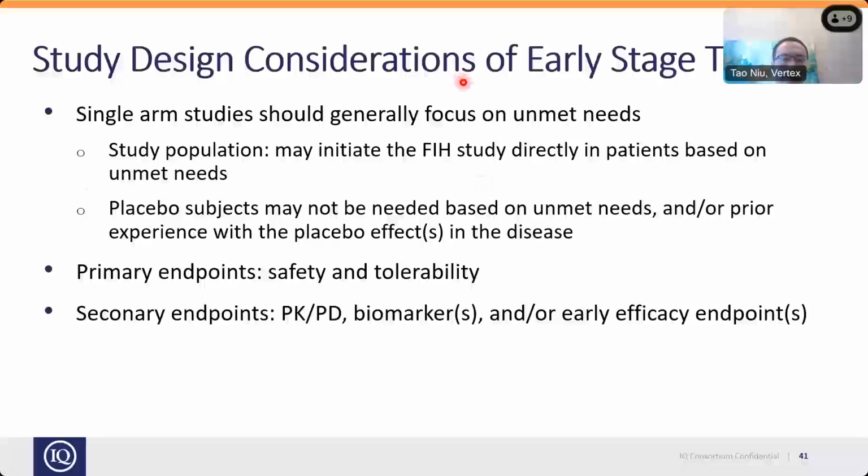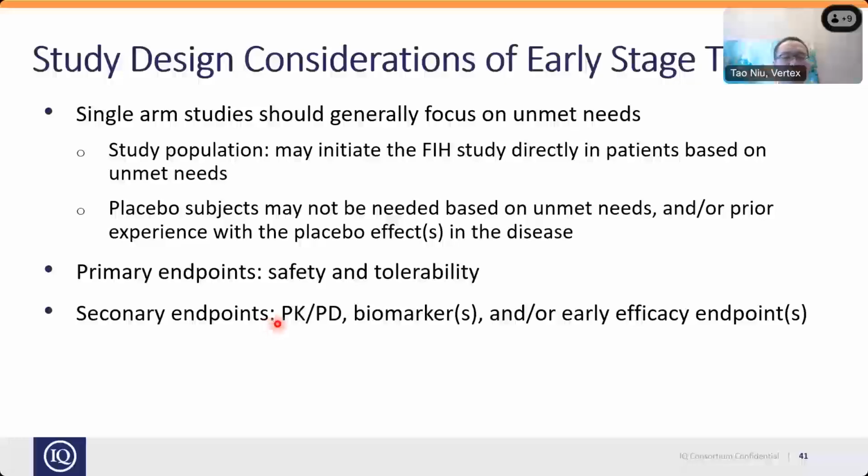And so then I'll move on to talk about the study design considerations for early stage clinical trials for this type of modality. I don't want to talk about late stage because there's none, particularly for rare genetic diseases. And first of all, the sponsor can use single arm studies, but it should generally focus on medical needs. The study population, we can initiate the first in human studies directly in patients based on medical needs without healthy volunteer cohort. And placebo subjects may not be needed based on medical needs and or prior experience with placebo effects in the particular disease. And primary endpoints, typically safety and tolerability, and sometimes PK/PD.